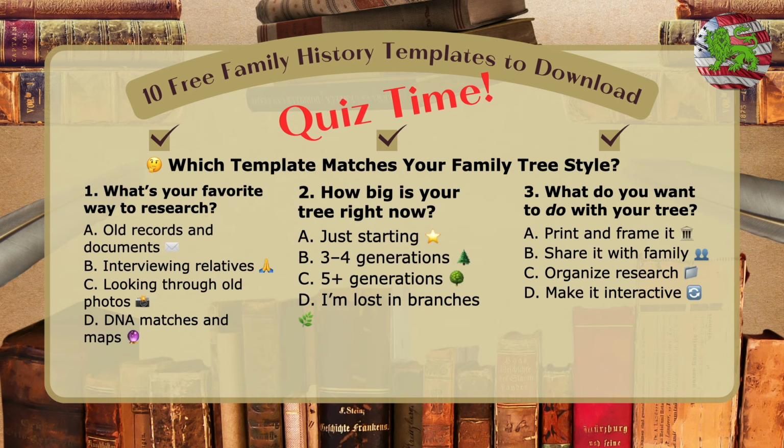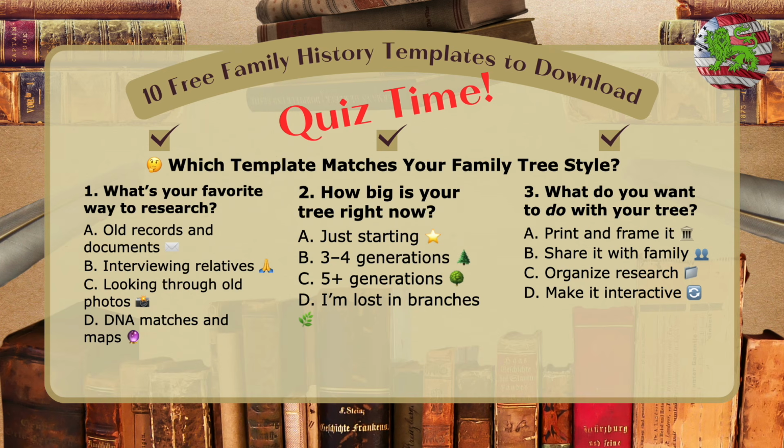Again, 3 questions. Question number 1, what's your favorite way to research? A, old records and documents. B, interviewing relatives. C, looking through old photos. D, DNA matches and maps. Okay, got your answer? Right, moving on.